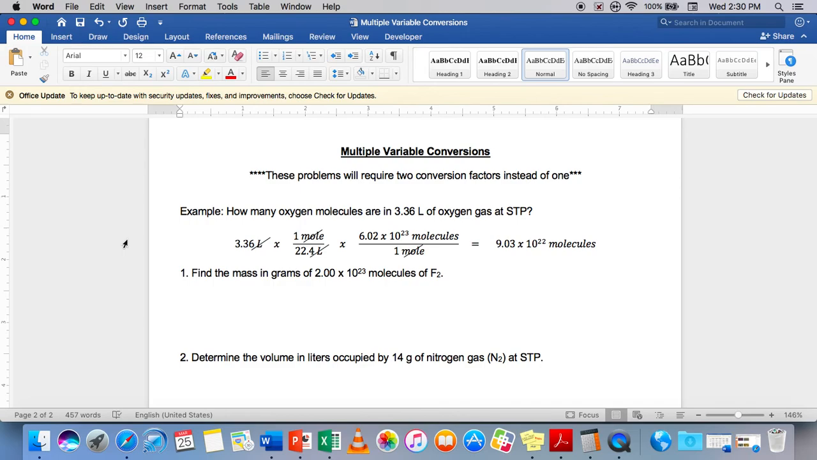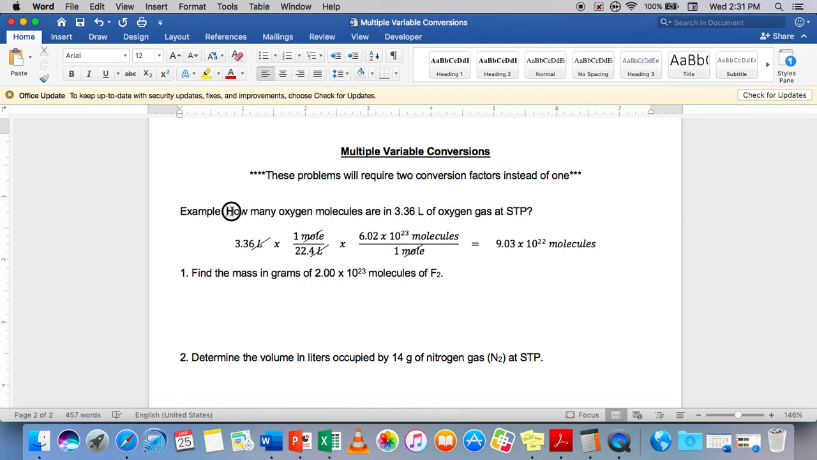So the example says, how many oxygen molecules are in 3.36 liters of oxygen gas at STP? Like always, you start with what you're given and then try and figure out where you're trying to end up. Well, we're given our number, 3.36 liters. What is liters? Here's a hint. It says oxygen gas at STP. Liters is a volume. So we're going to start with volume.